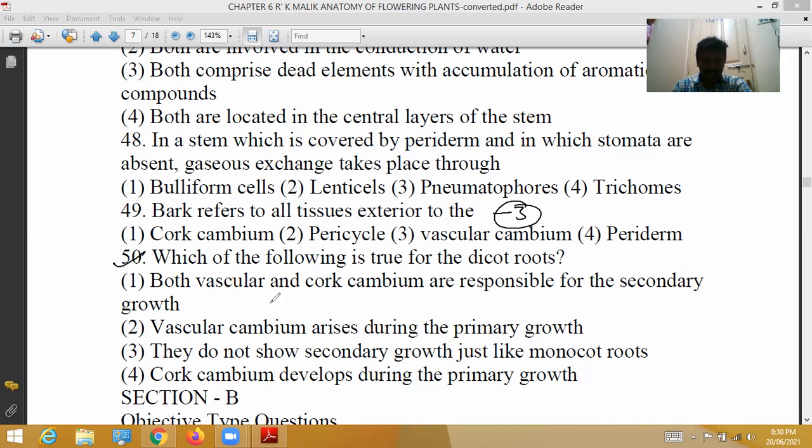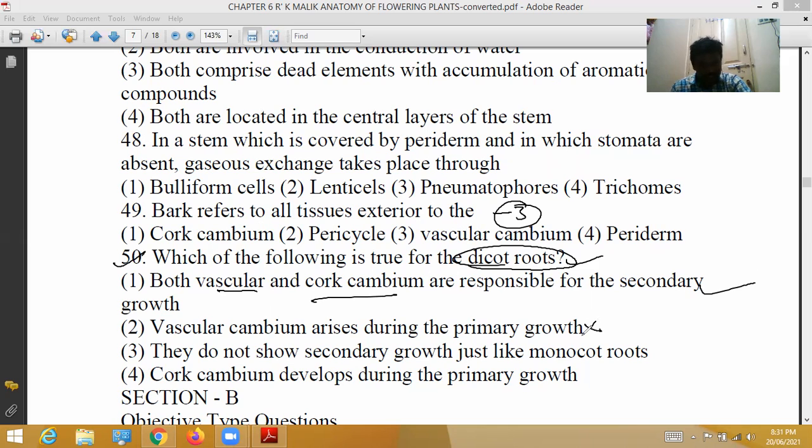Next, 50th bit. Which of the following is true for dicot roots? Here four options are given. Both vascular and cork cambium are responsible for secondary growth. So that is true. Vascular cambium arises during primary growth.